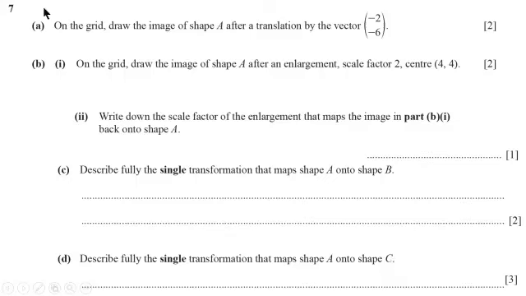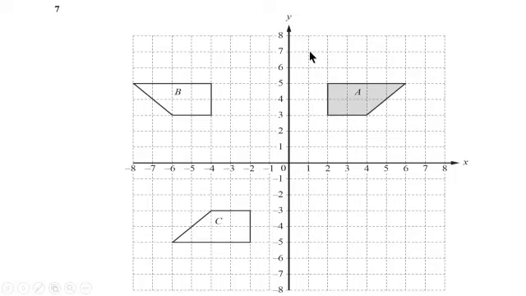Question 7. On the grid, draw the image of shape A after a translation by the vector (-2, -6). Go to the figure now. It's a very interesting question. I want to translate this shape with translation vector (-2, -6). My advice is to translate just one vertex and complete the rest of the shape directly, very easily.